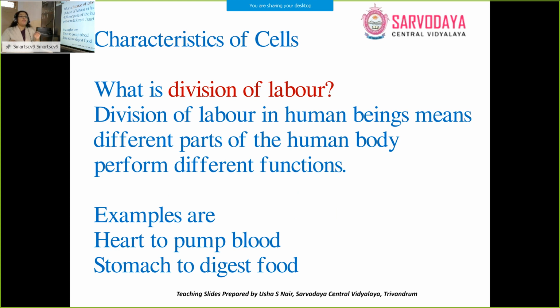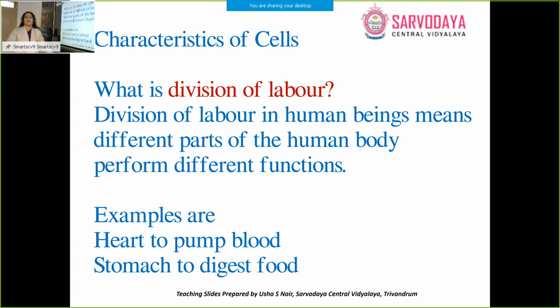Here you can see, division of labor in human beings means different parts of the human body perform different functions. I've made it easy for you to understand. For example, our heart, what does it do? It pumps blood. Stomach, what is it? It helps to digest food. That is how it is related. Division of labor in human beings means different parts of the human body perform different functions.